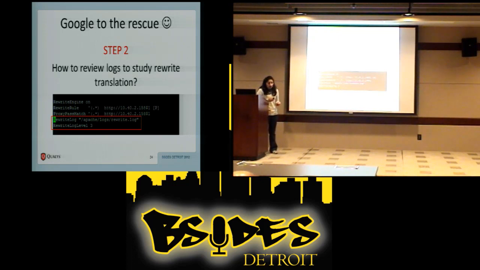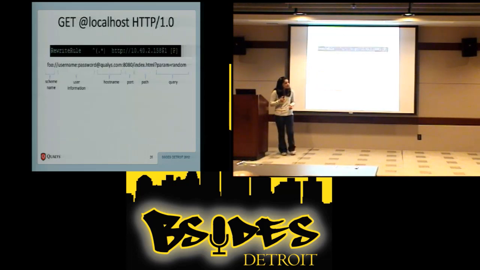So let's see, we're now trying to create a new proof of concept. But before we create our own proof of concept, let's just see what happens if we use the existing proof of concepts that we already had after turning on logging. So I just have the rewrite rule here, and I also have the URL with a scheme. And here's the first request that we looked at, which is get @localhost.